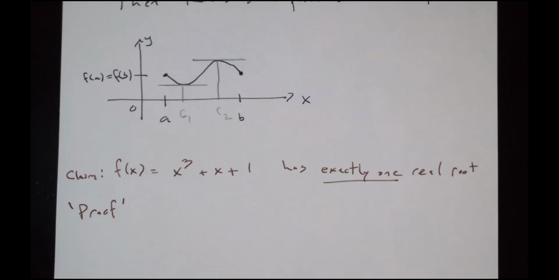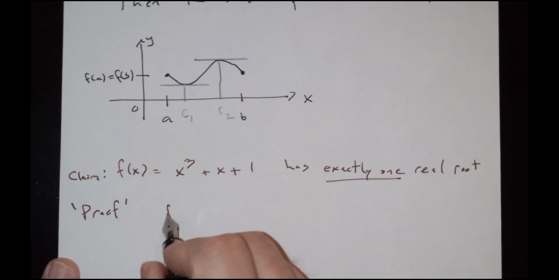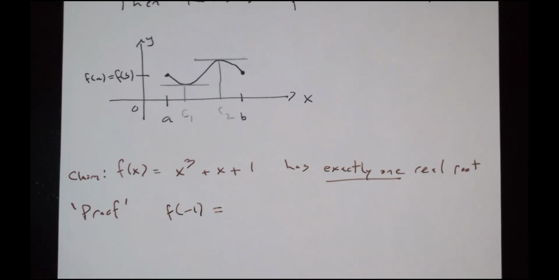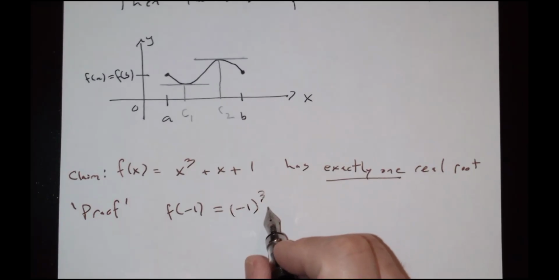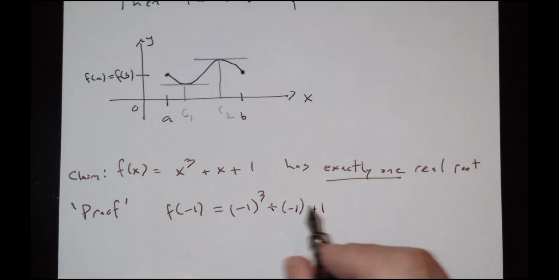If I want to show there's one and only one of these, first I have to show there's one. Then I have to show there's only one. So let's start with there's one. How do I know there's one? Well, what is f of negative 1? Negative 1 to the third is negative 1, plus another negative 1, plus 1. Well, those cancel, and I get negative 1.